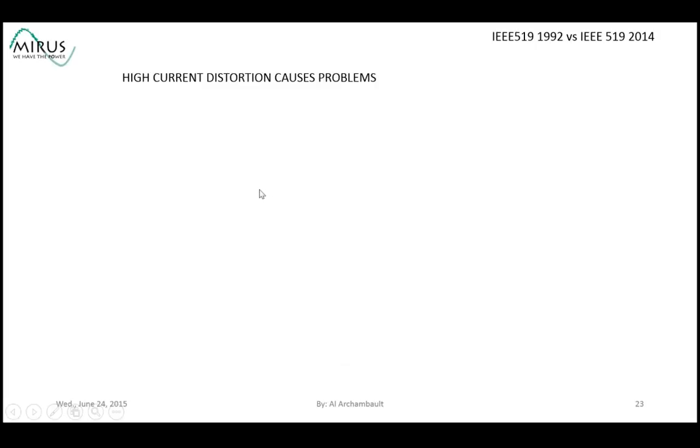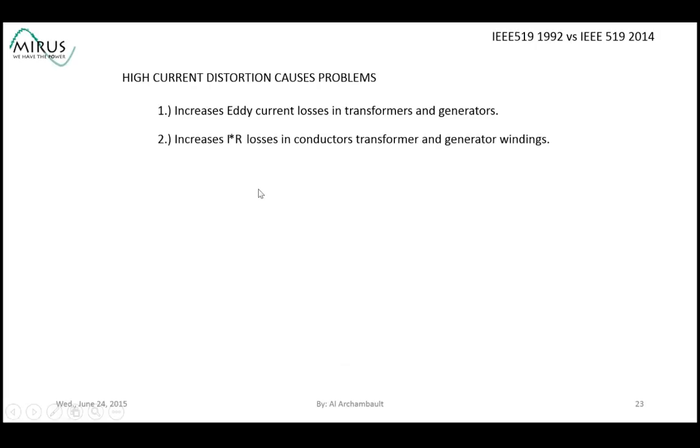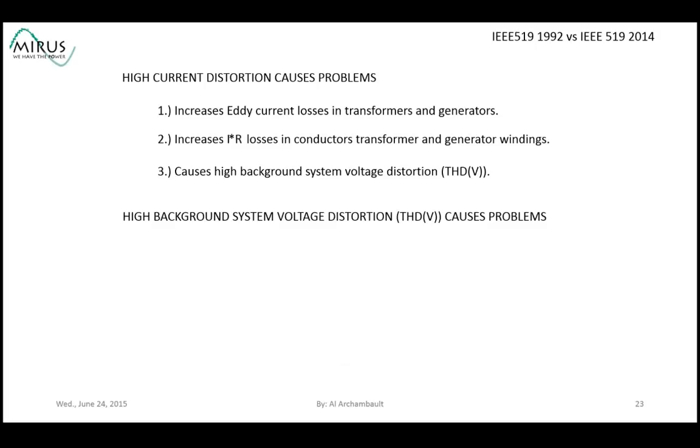So high current distortion causes problems. It increases eddy current losses in transformers and generators, and increases I²R losses in conductors for transformers, windings, and generators. It causes high background system voltage distortion that can do damage to all kinds of things. High background system voltage distortion causes problems.